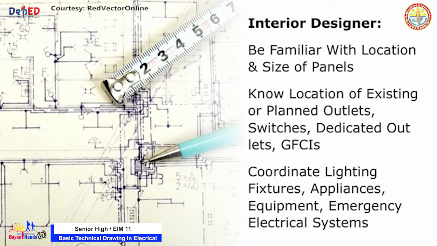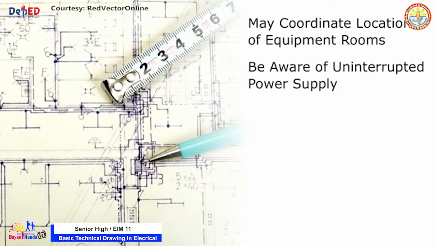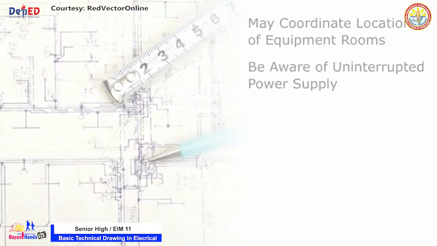Must coordinate lighting fixtures, appliances, equipment, and emergency electrical systems with the interior design. May need to coordinate the location of equipment rooms. Should be aware of the presence of an uninterrupted power supply or standby power supply.